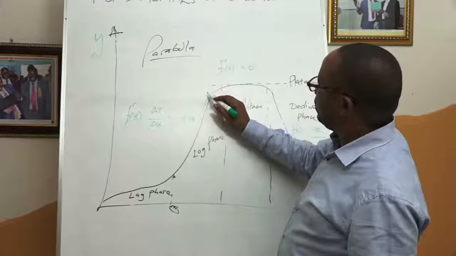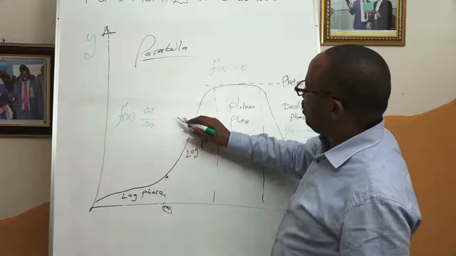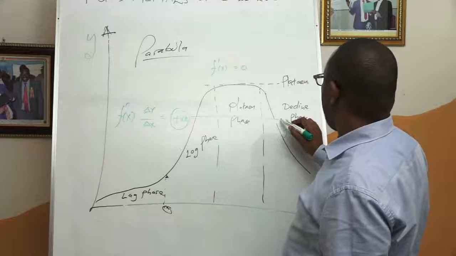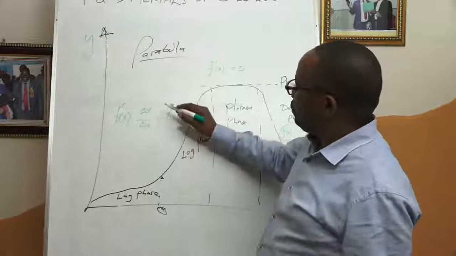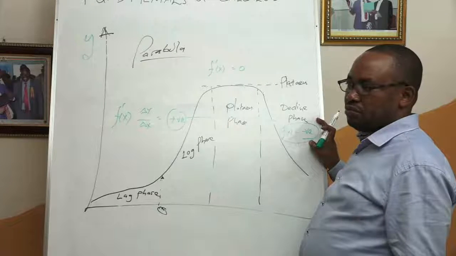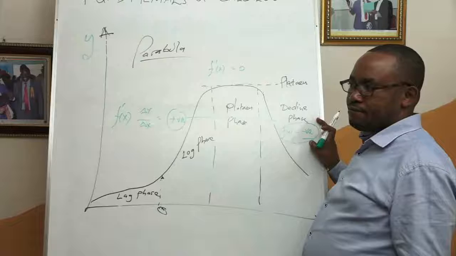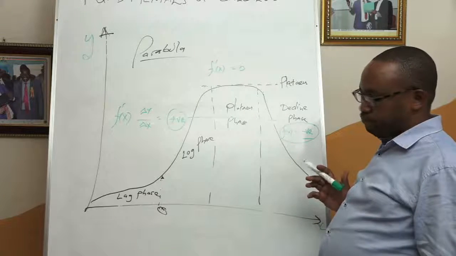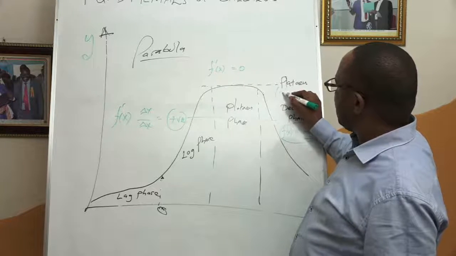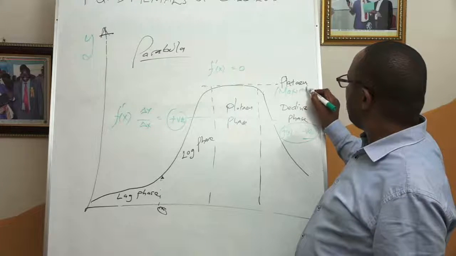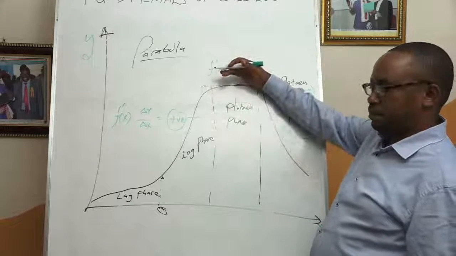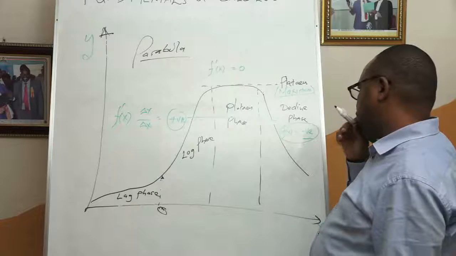At this point, where you change from a positive to a negative answer, there is the first derivative and the second derivative. I don't want to mix you up. This plateau phase is a maximum of that function, of that equation. It's a maximum. From there, it can only go down.